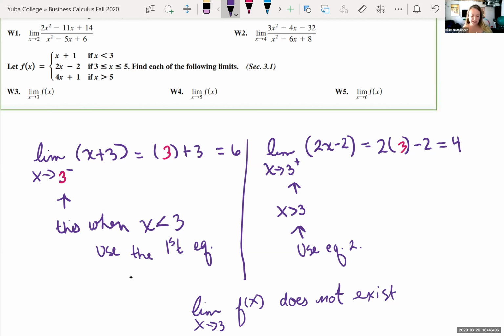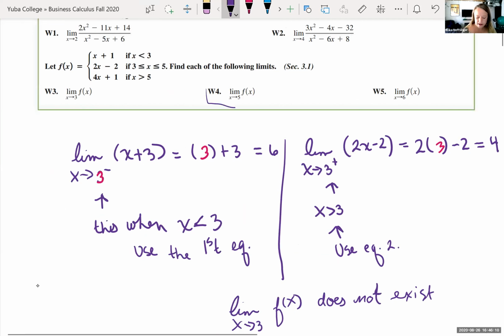You're going to want to do the same thing for 4. This time you're going to look at 5. You have to look at the left-hand side of 5, so you would use the second equation. You would have to look at the right-hand side of 5, when x is greater than 5, which means you'd use the third equation. If those are the same values, then the limit exists.